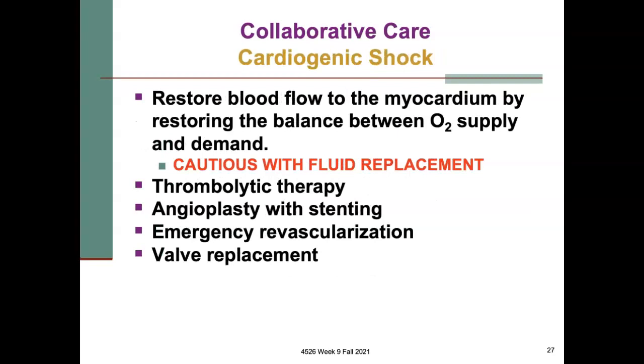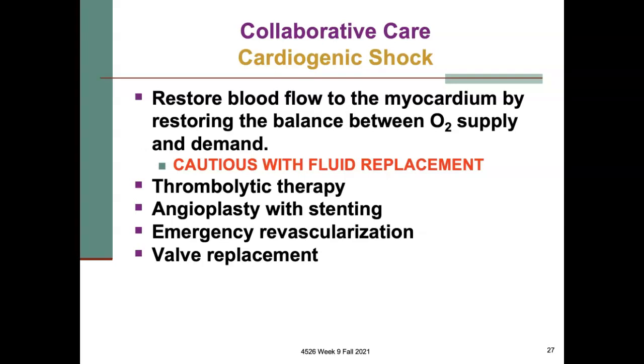So let's look specifically at cardiogenic shock. The overall goal is to restore blood flow to the myocardium by restoring the balance between oxygen supply and demand. Remember I said that you need to be very cautious with fluid replacement. So specific measures to restore blood flow include thrombolytic therapy. Maybe they have a clot somewhere, and if you give thrombolytic therapy, you can break down that clot.